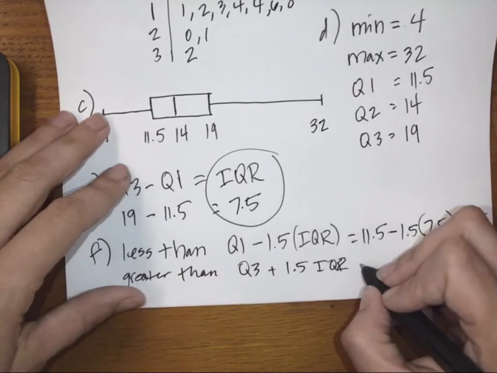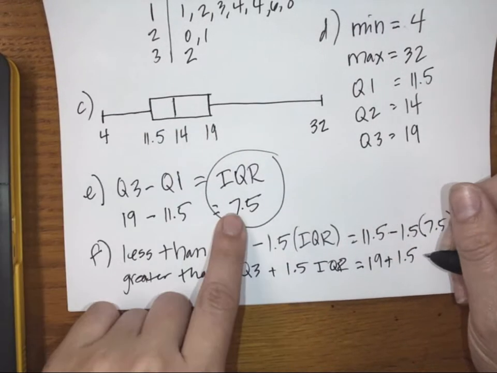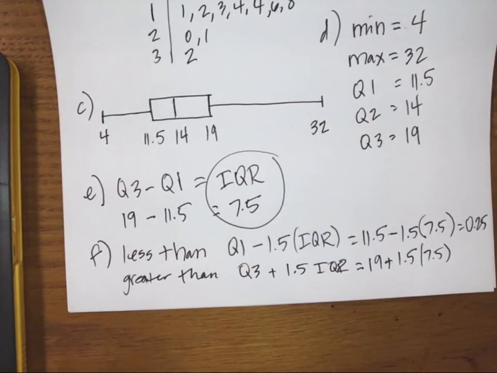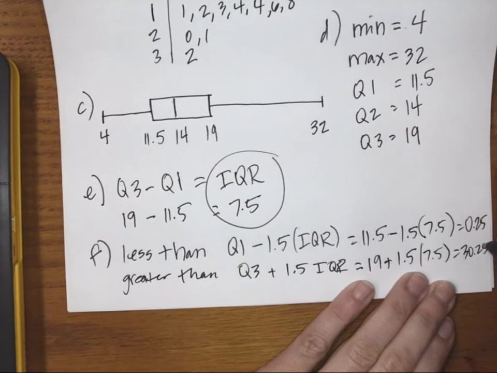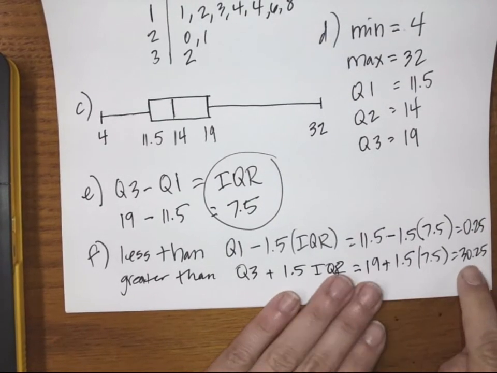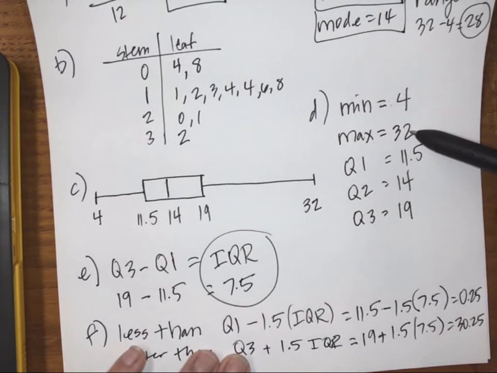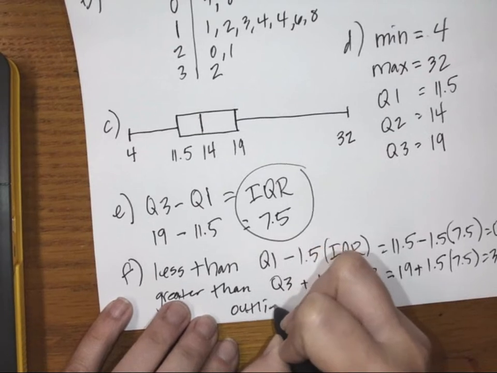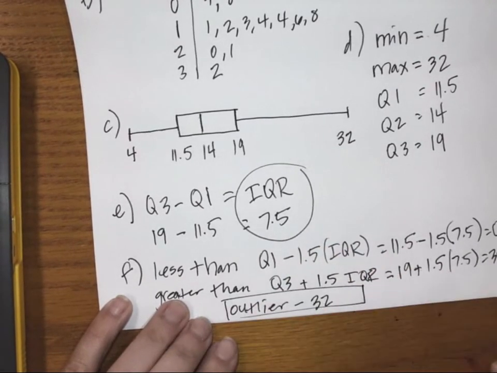Outliers on the right-hand side are Q3, which is 19, plus 1.5 times my IQR of 7.5. So 19 plus 1.5 times 7.5 is 30.25. So it's numbers that are greater than 30.25. I do have a number that is greater, my maximum of 32, and that's the only number I have greater than that. So we have one outlier in this problem, and the outlier is 32 because it is greater than this value.